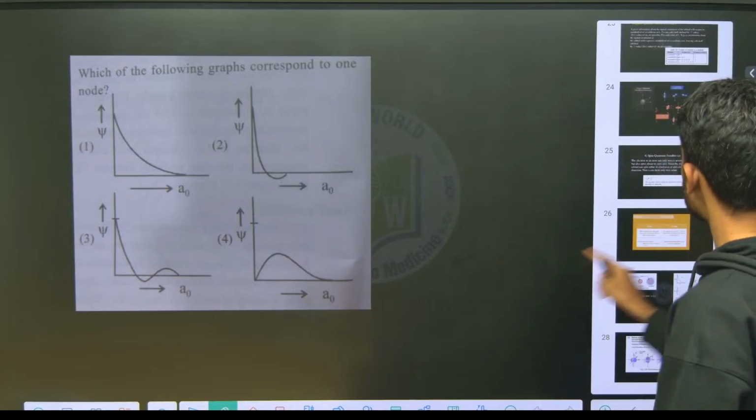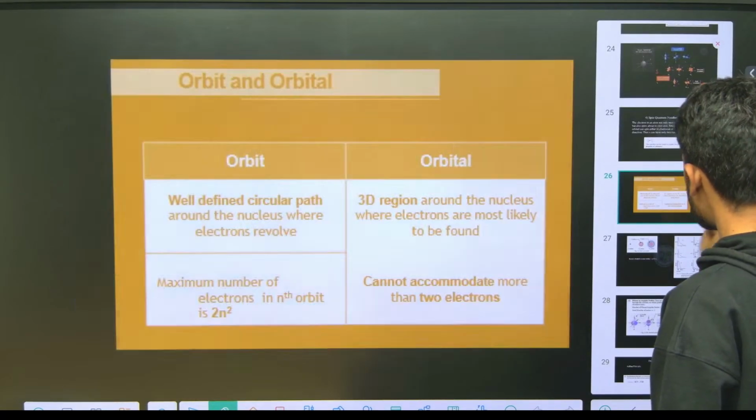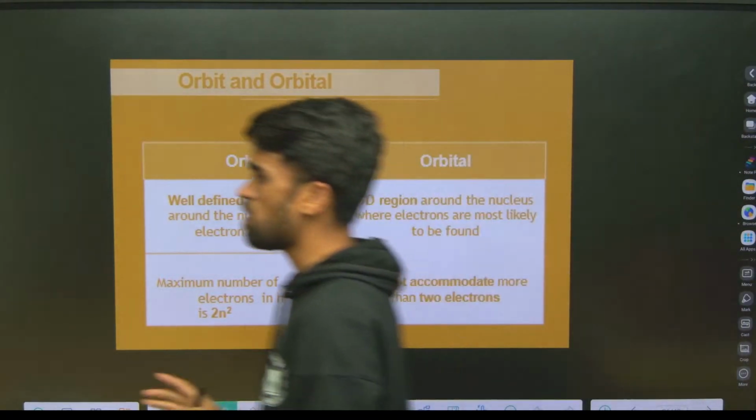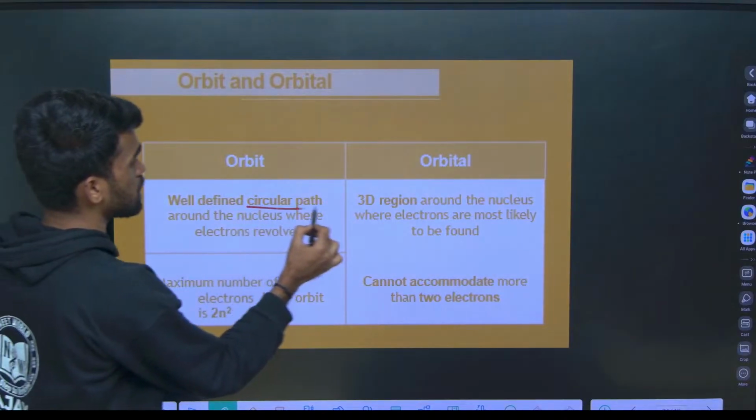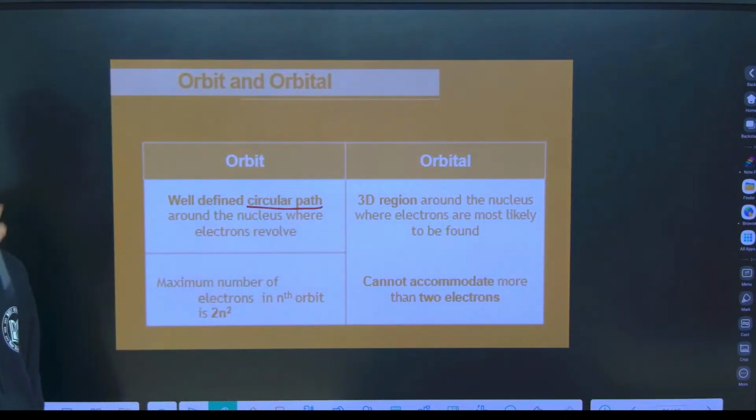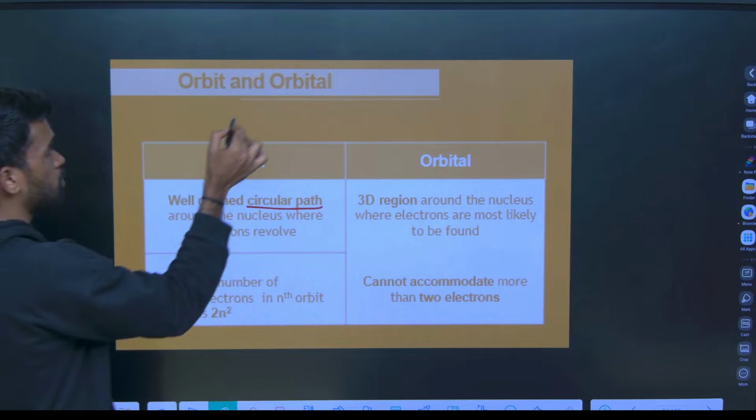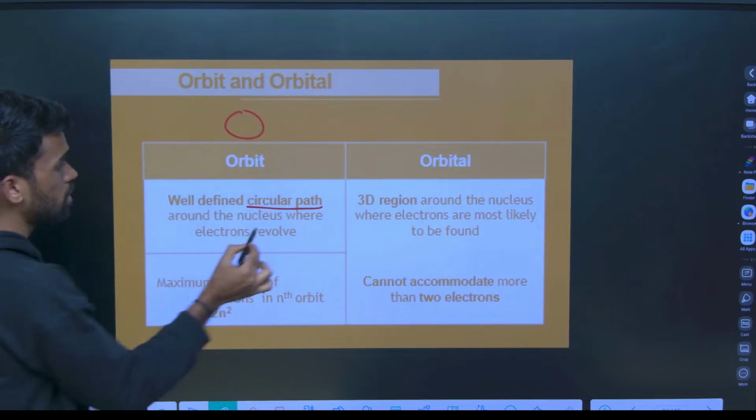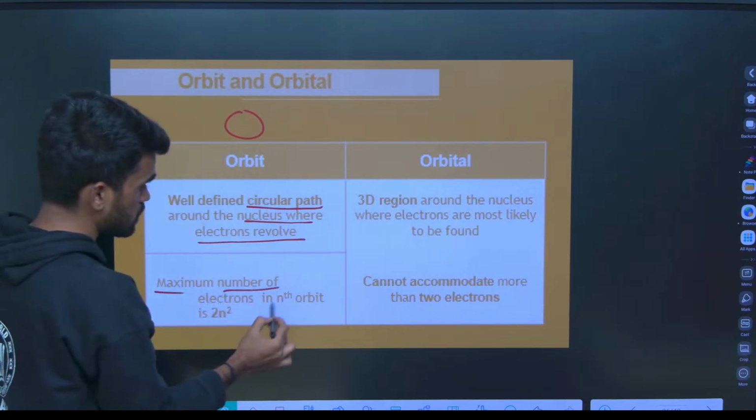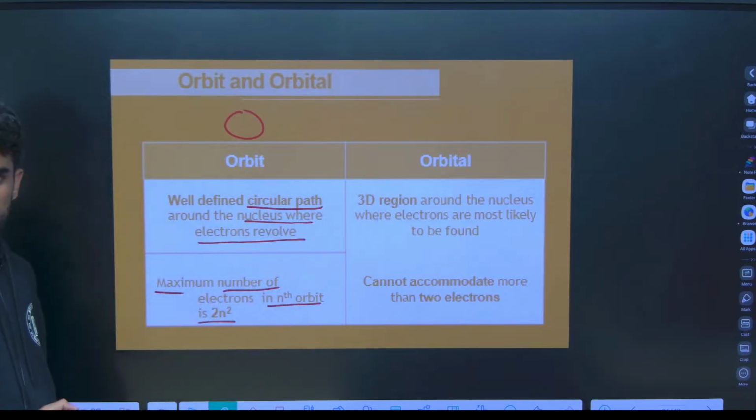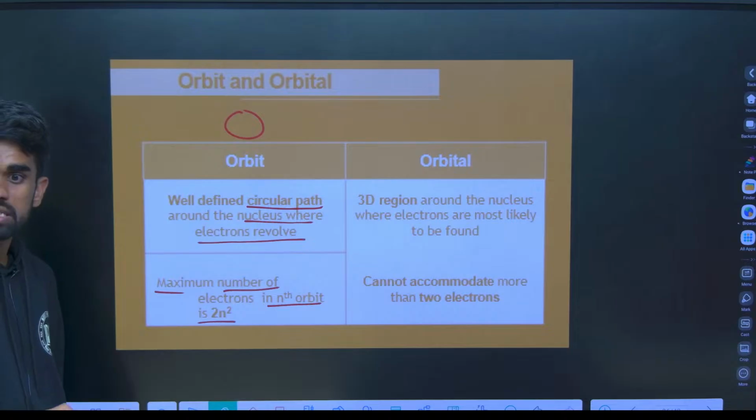This kind of questions are there. So in order to understand, look at here, what is the difference between orbit and orbital? So orbit is a well defined circular path. It means you can say two-dimensional thing, circular path, in a circle you can say, around the nucleus where electrons revolve. So maximum number of electrons in an nth orbit is, just now we have used 2n square, 32 answer we got now for one question.